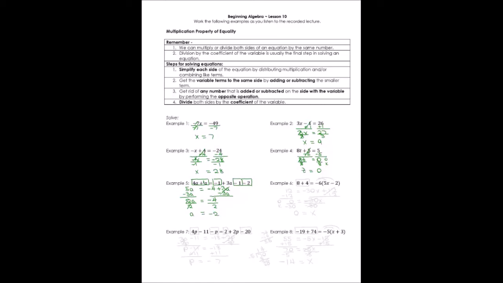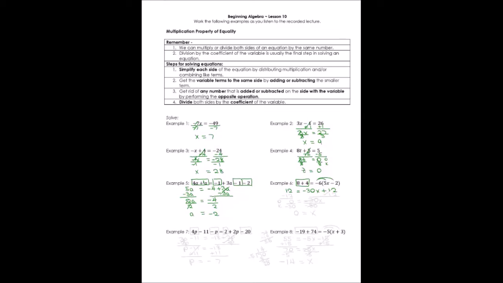Simplify on the left. 8 plus 4 gives me 12. Over here on the right, I have to distribute. Negative 6 times 5x is a negative 30x. Negative 6 times negative 2 is a positive 12. Now, I want to get rid of anything that's with my variable term. I want to isolate it.